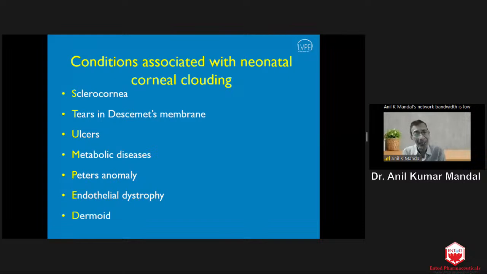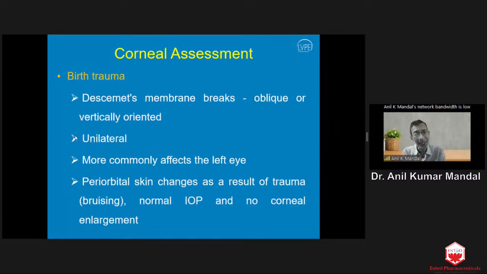Sclerocornea, tears in the Descemet's membrane, ulcers, metabolic disease, Peters anomaly, endothelial dystrophy, and dermoid, particularly the central corneal dermoid. So if we remember all these things and try to exclude the possibility, we'll come to the final diagnosis. I'm coming to a particular situation, birth trauma, giving rise to a situation which mimics primary congenital glaucoma.